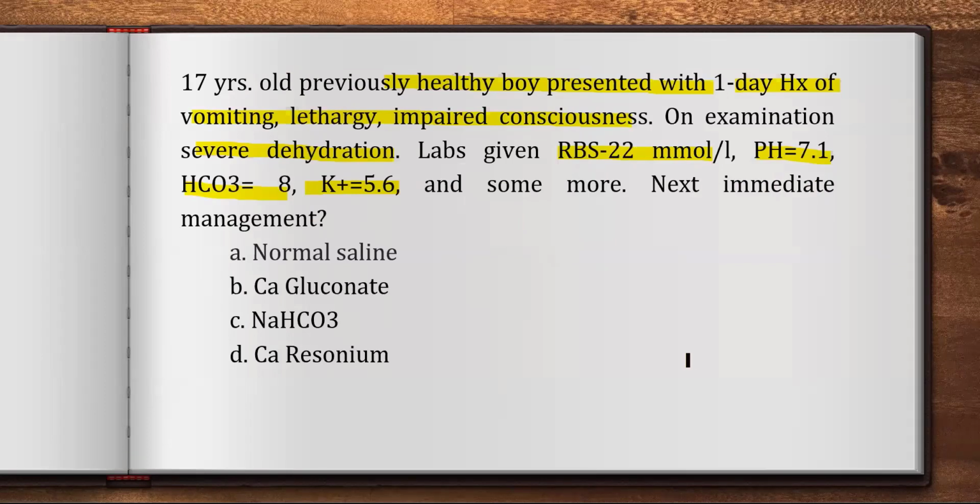What is the first thing you do in a DKA patient? Obviously, you do IV fluid hydration, right? So it's normal saline first. After normal saline, what would you do for this patient? Insulin infusion, right? So insulin infusion would be the next thing to do. After you start the insulin infusion, then you see what the potassium is.